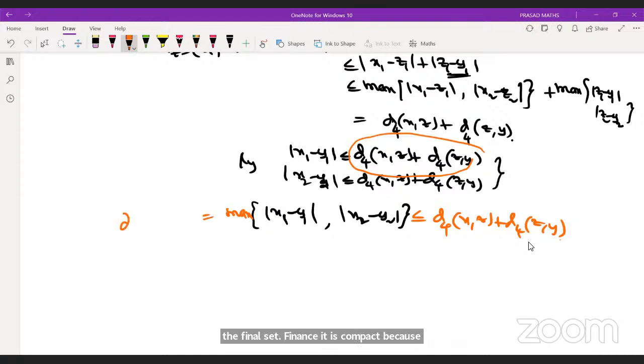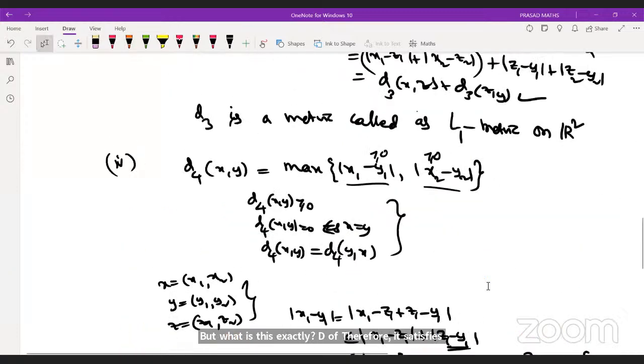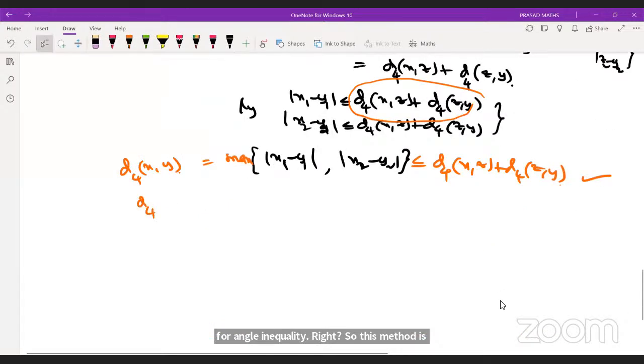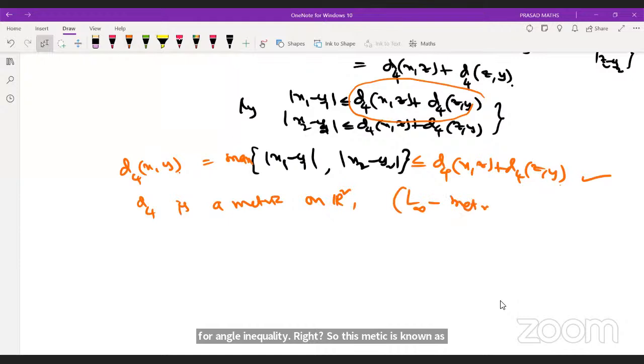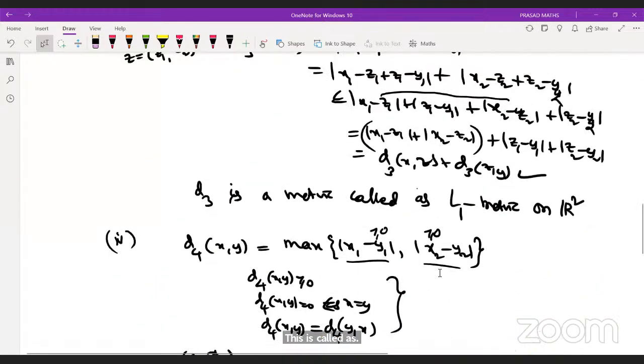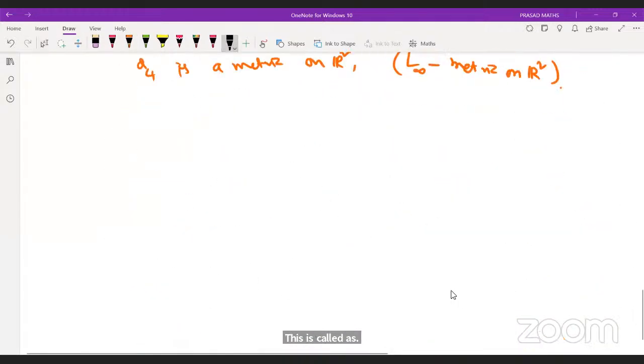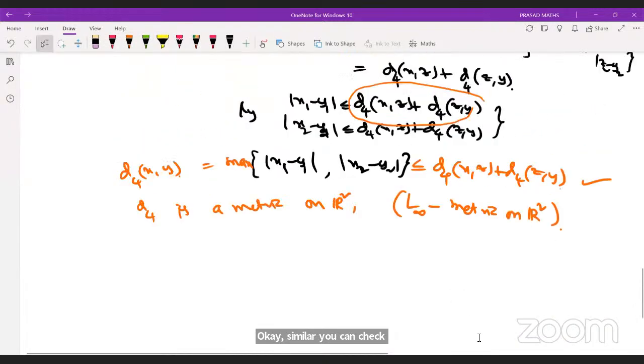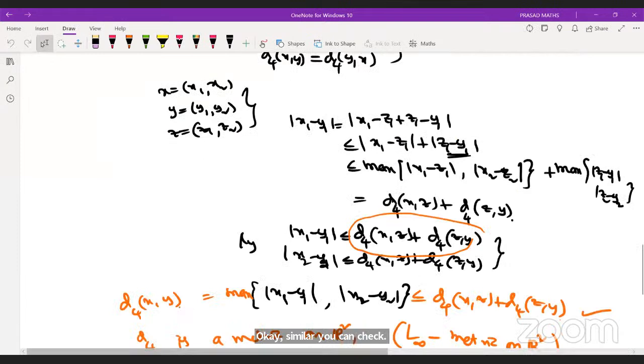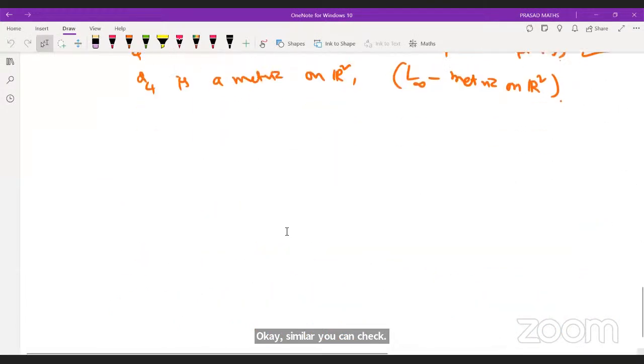But what is this exactly? d of x comma y. Therefore, it satisfies the triangle inequality, right? Hence, it is a metric. So this metric is known as Shailaja G metric. This is called the Shailaja G metric. Okay. Similarly, you can check the fifth one. This is also a standard metric.